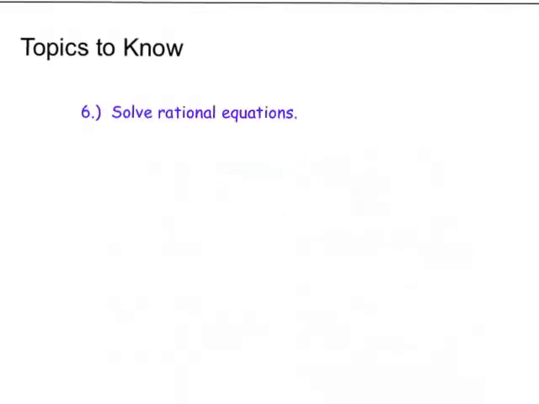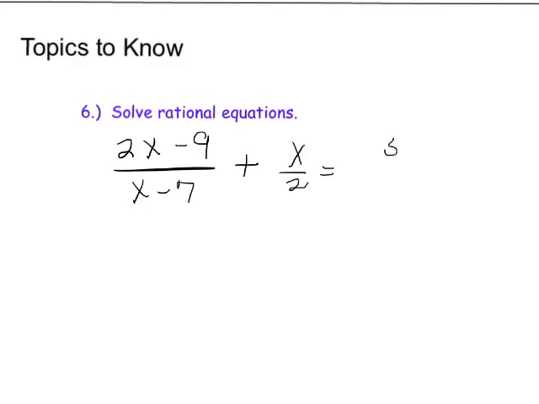For our sixth topic today, we are going to look at how to solve rational equations. Let me give you a problem, and then we're going to walk through it. Let's say that I have (2x - 9) over (x - 7), plus x over 2, and that is equal to 5 over (x - 7). So there's our rational equation. Now, remember what a rational equation is.